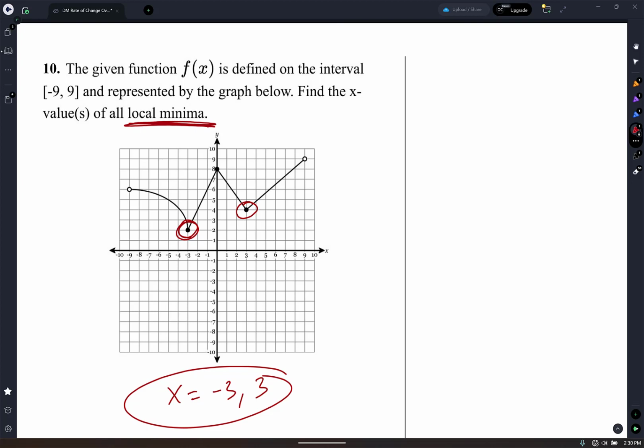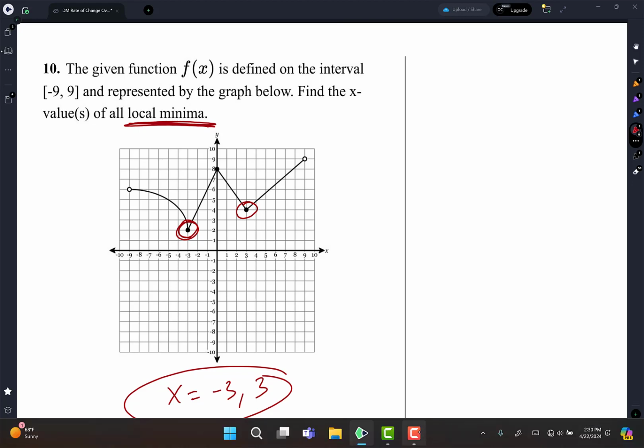All right, that's it. Take out your deltas. Let's practice, and we're done. Good job, guys.